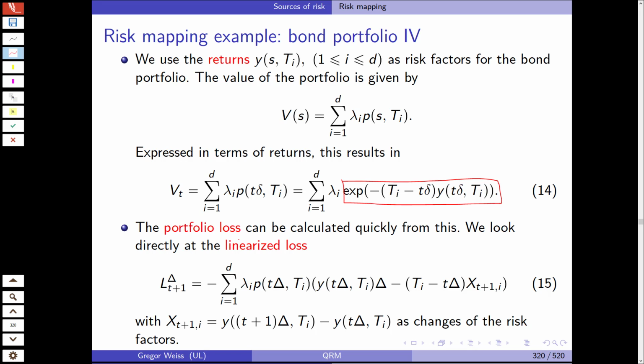The portfolio loss can be calculated quickly from this. We directly look at the linearized losses. So this gives us minus the sum of the weighted prices times the yield times the change in time delta, minus the remaining maturity times x_{t+1} as the risk factor. So the change in yield, these are the risk factors. The change in the yield for each and every bond we have in our portfolio.